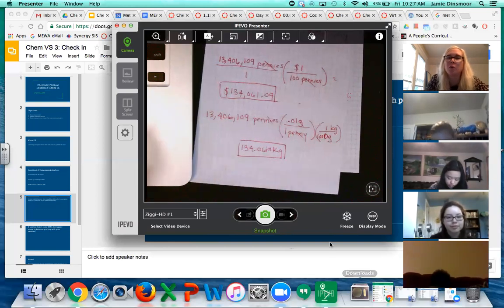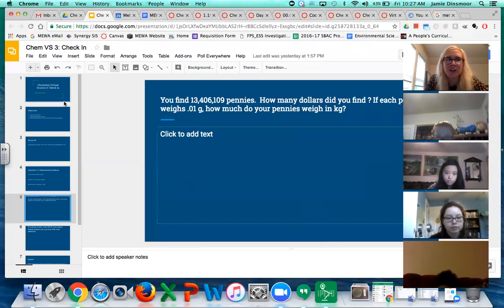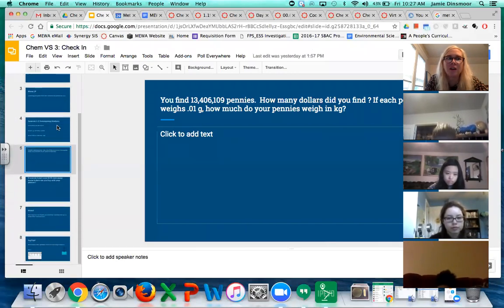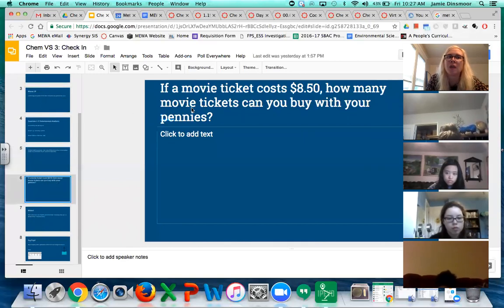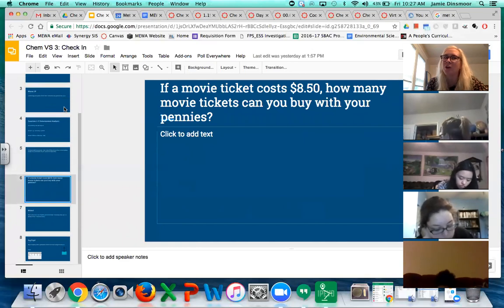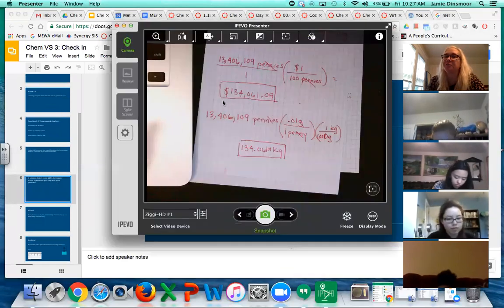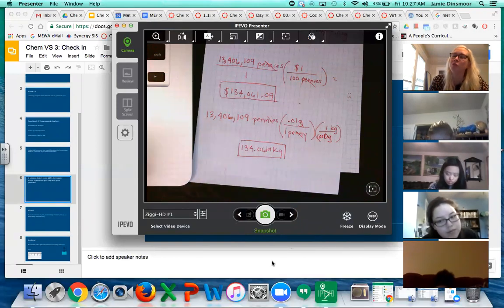Okay? There's one more part to this question. Dun, dun, dun. If a movie ticket costs $8.50, how many movie tickets can you buy with your pennies? So recall, we already solved for dollars. Or you could set this up with dimensional analysis, which is what I would recommend, even though you could solve it differently.